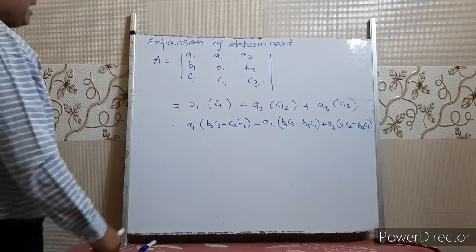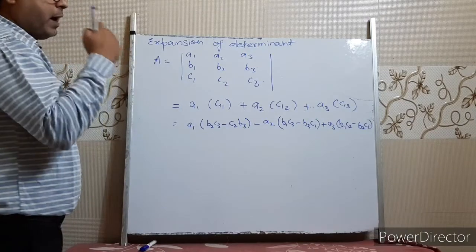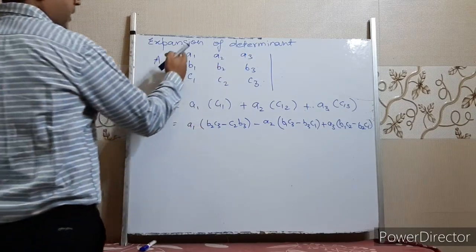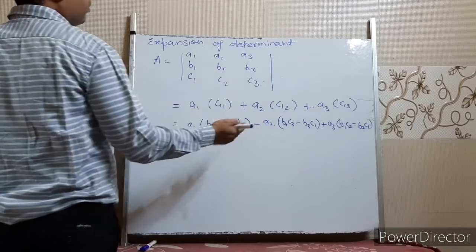Children, you can expand this determinant about any row or any column. It will not affect the result of the determinant. You can expand about first column, second column, third column.